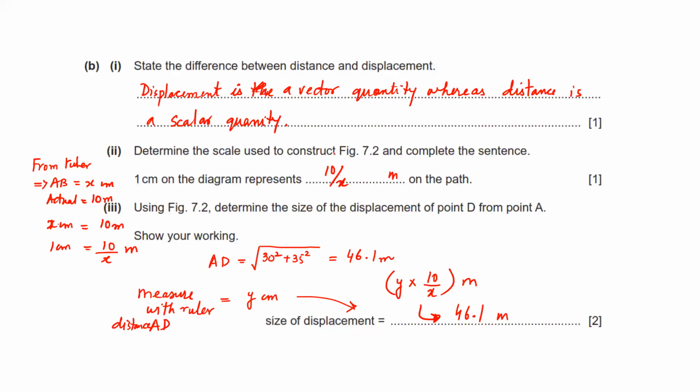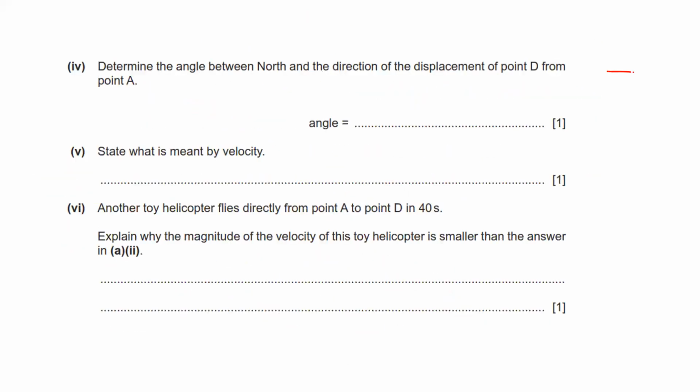So we have a triangle like this. This is 35, this is 30, and this is the angle, and this is our north. So we have to calculate this angle, theta. This theta is tangent inverse of 30 divided by 35. This comes out to be approximately 40.6 degrees.